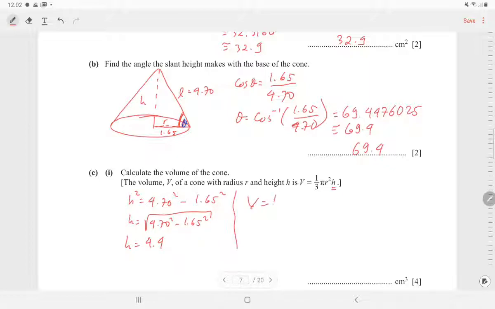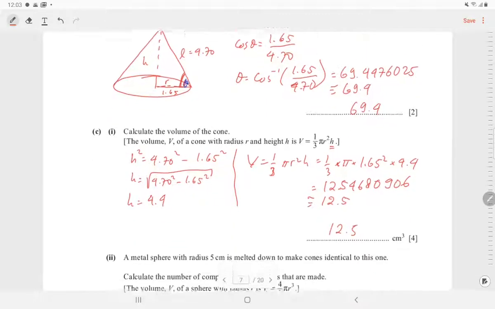Now find the volume. It's 1 over 3 pi r squared h. So it's 1 over 3 times pi times the radius 1.65 squared times the height 4.4. So the volume is 12.54680906. Okay, you round it to three significant figures, so 12.5. Okay, next.